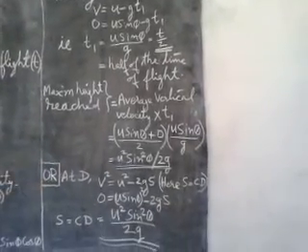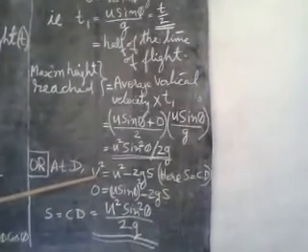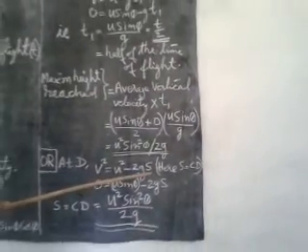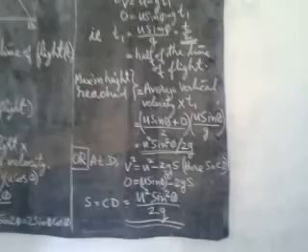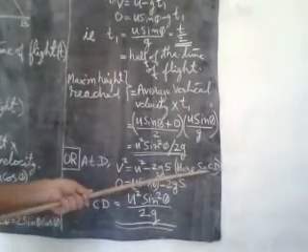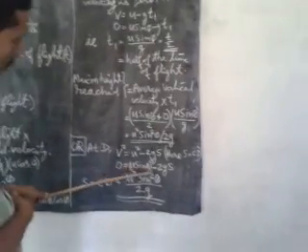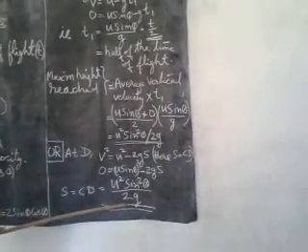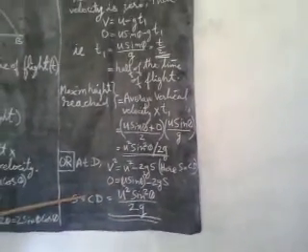This relation we can also find by considering the velocity-position relation. At D, v square equals u square minus 2gs. Here s equals CD, the maximum height reached. At D, the vertical velocity is 0. So 0 equals u sin theta whole square minus 2gs. So s equals u square sin square theta by 2g, which is the maximum height result.